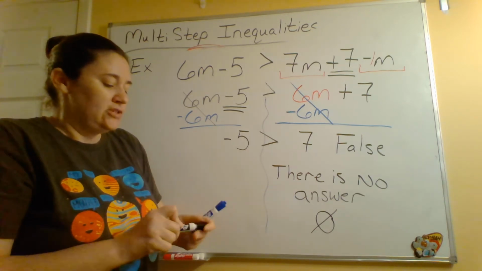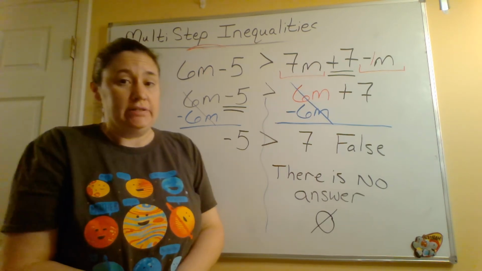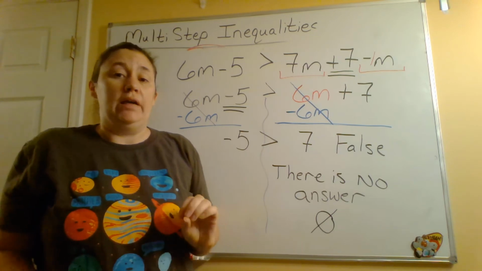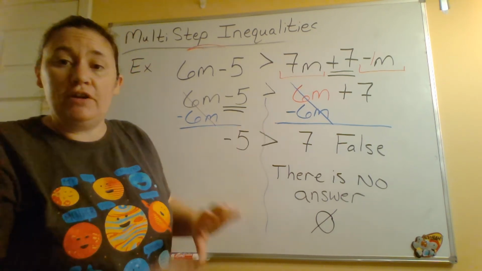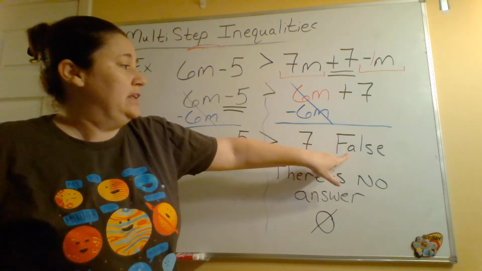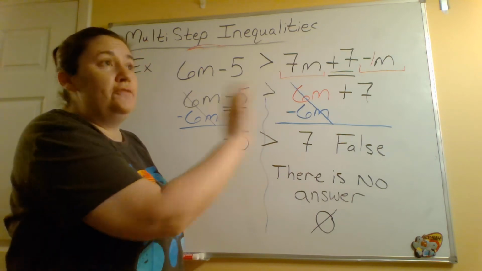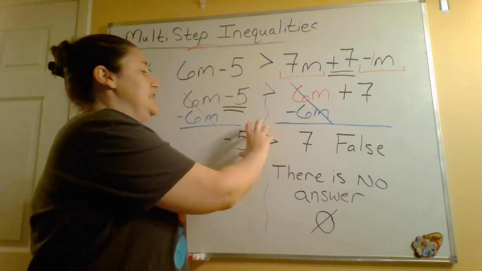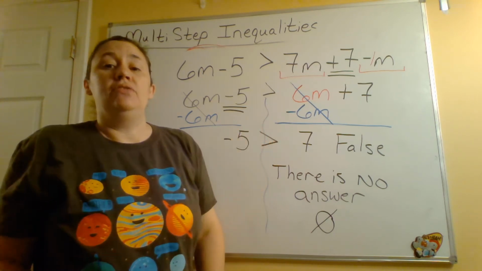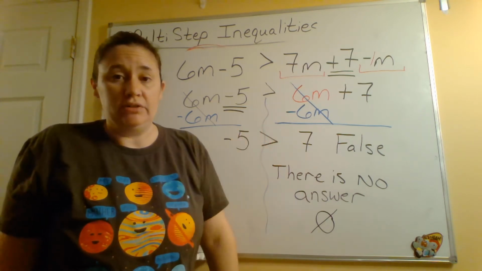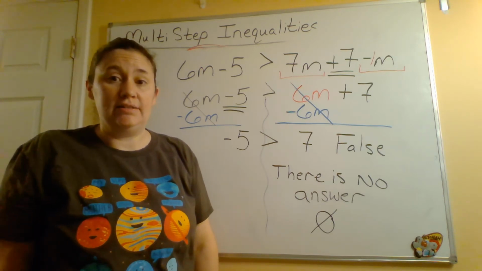So those last two problems I know were weird. Just remember when you're solving these equations today in class, if you end up with a false statement, when all the variables go away and there's a false statement, the answer is there is no answer. If all the variables go away and you have a true statement, that means that all the numbers in the world are the answer. So that's it. That's our lesson for today.